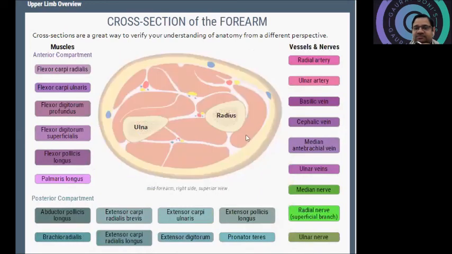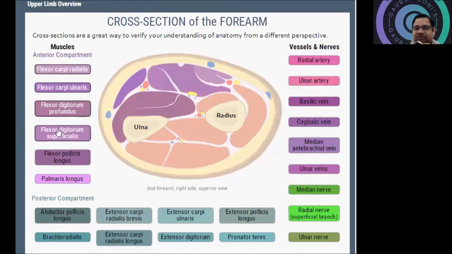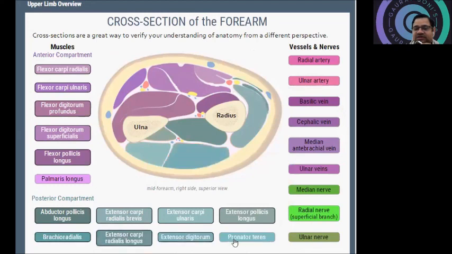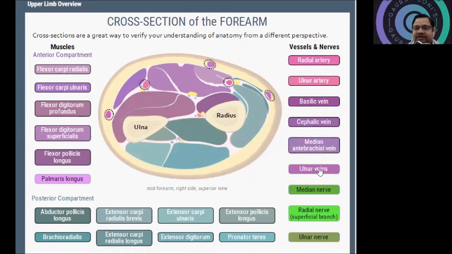Then for the forearm, too many muscles are present, as I already told you. The muscles for the anterior compartment are flexor carpi radialis, flexor carpi ulnaris, flexor digitorum profundus, flexor digitorum superficialis, flexor pollicis longus, and palmaris longus. Then for the posterior compartment, abductor pollicis longus, extensor carpi radialis brevis, extensor carpi ulnaris, extensor pollicis longus, brachioradialis, extensor carpi radialis longus, extensor digitorum, and pronator. For vessels and nerves, radial artery, ulnar artery, basilic vein, cephalic vein, median antebrachial vein, ulnar veins, median nerve, radial nerve, and ulnar nerve. This particular cross section is from the mid forearm, right side, superior view.